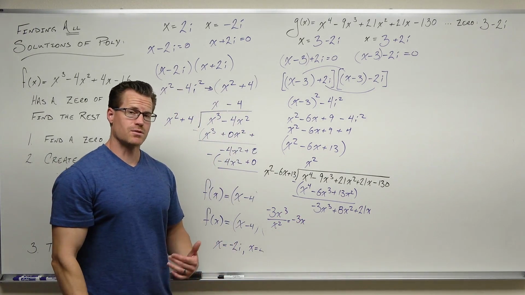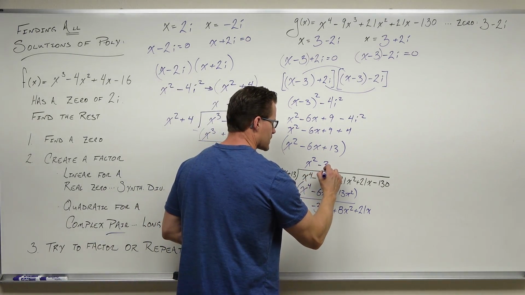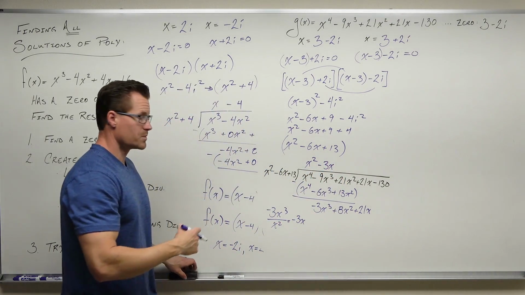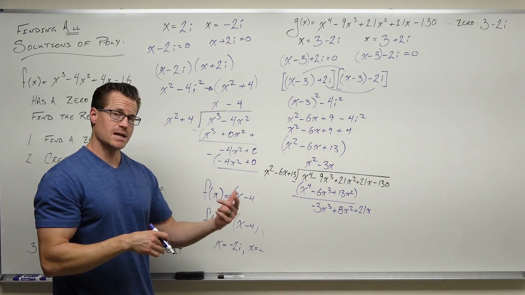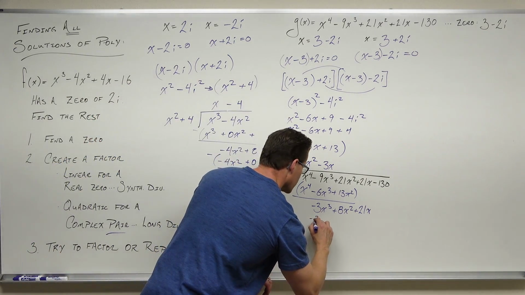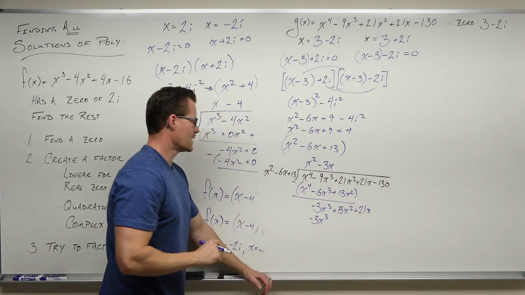Well, that's going to give us negative 3x. So we write minus 3x. And we're going to distribute again. So x squared, or negative 3x times x squared, is negative 3x squared. That looks good. Negative 3x cubed, I meant to say.